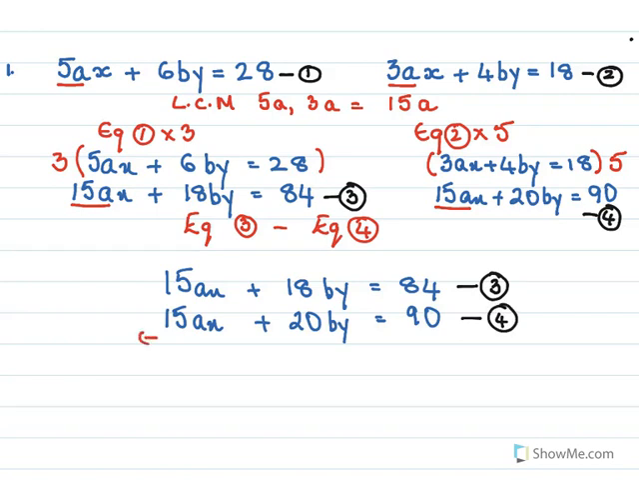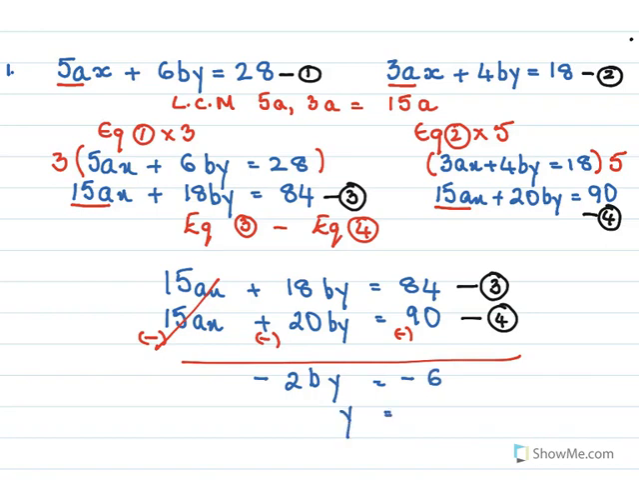So the plus becomes minus, the plus becomes minus, the plus becomes minus here, and on subtracting we see this will cancel out. So here 18by and minus 20by will be minus 2by. 84 minus 90 is minus 6. So the y now will be minus 6 over minus 2b, which is equal to 3 by b. So my y works out as 3 by b.